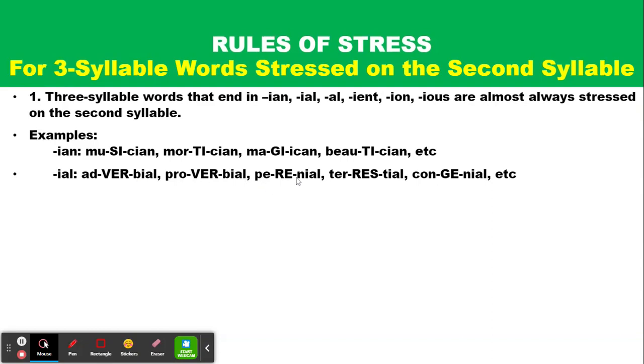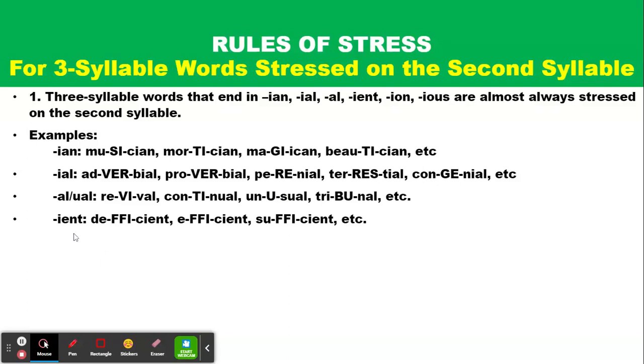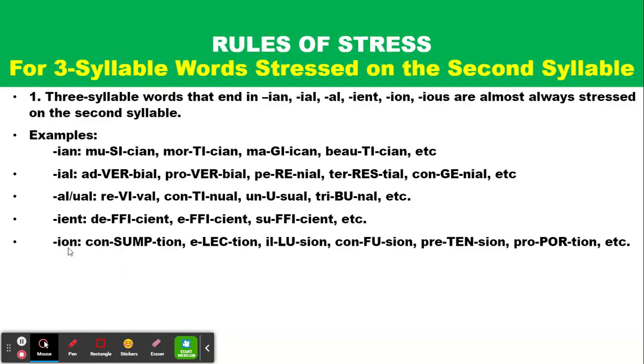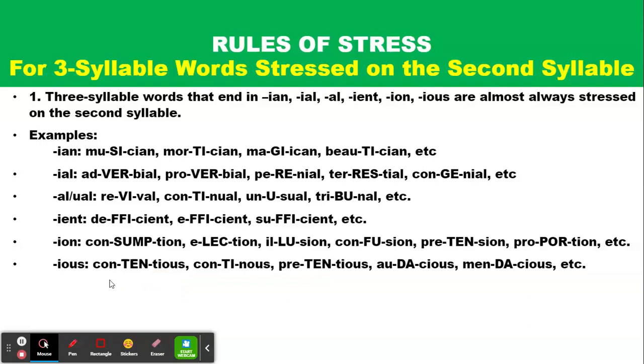Then words ending in IAL, you have adverbial, proverbial, perennial, terrestrial, congenial. Then words ending in AL or UAL, we have revival, continual, unusual, tribunal. Then we have words ending in IENT, deficient, efficient, sufficient, and so on. Words ending in ION, we have consumption, election, illusion, confusion, pretension, proportion, and so on.